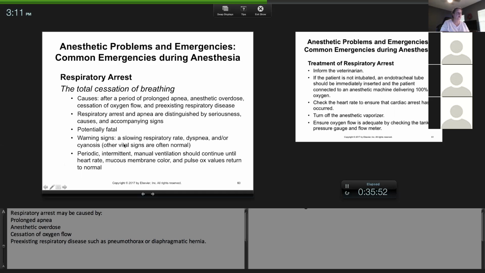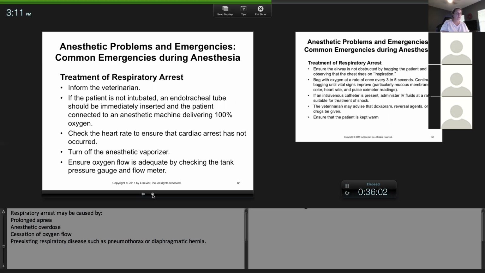So you need to look at their other vitals. And then what you're going to do is you're going to try to get any drugs off the patient. Look at their mucous membrane color. You've got to tell the doctor, put in a tube if you don't have a tube in, but most of the time, since I'm talking about general anesthesia, I'm going to assume you have a tube in. Make sure your respiratory rate is good. Turn off your vaporizer and double check your flow and start breathing for your patient.